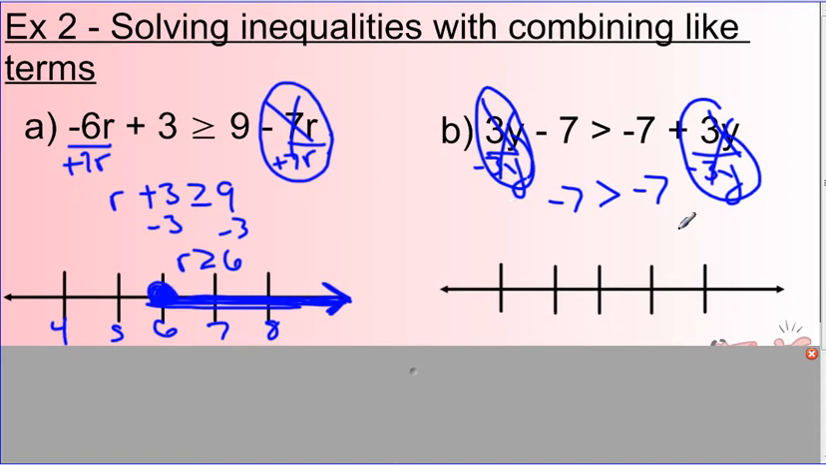Well, the same thing's true here, except now with these inequalities, you just got to pay attention to them. Is negative 7 bigger than negative 7? No. So this is no solution. There's nothing you could plug in for y that will make the left side bigger than the right side. It's always going to be identical.